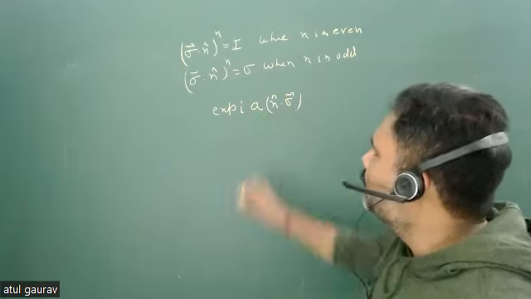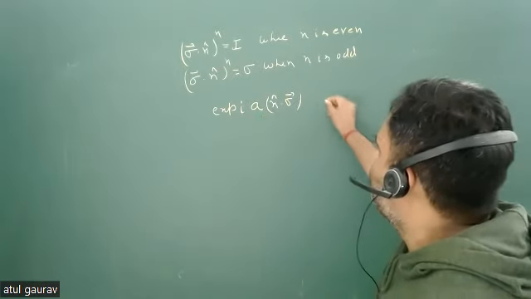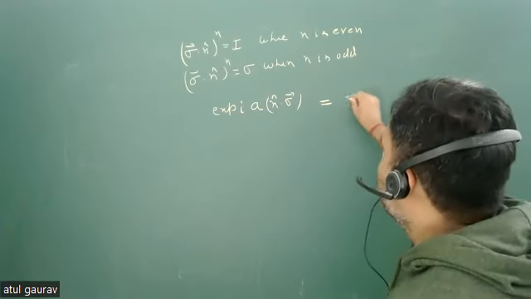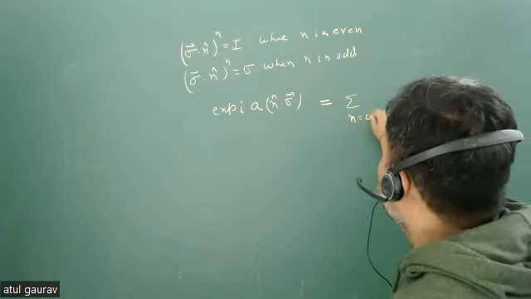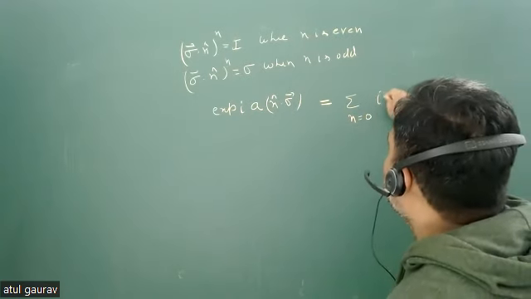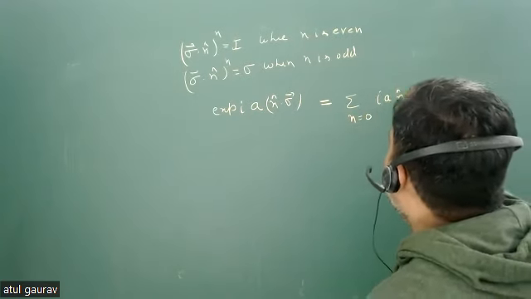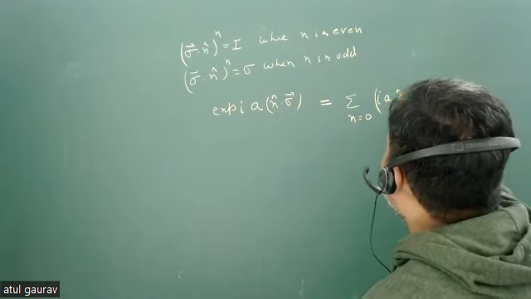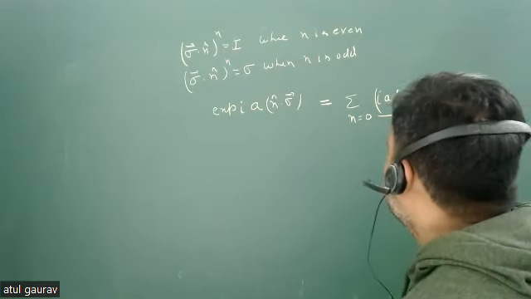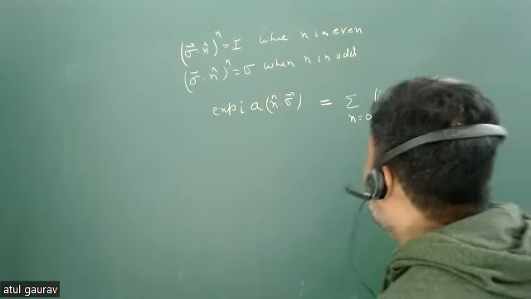आप इसका क्या करोगे? टेलर एक्सपेंशन करोगे? What will be this Taylor expansion? क्या होगा जरा बताइए? 1 plus summation over n is equal to 0 to infinity, and you have i a n cap dot sigma to the power n by factorial n, isn't it? Yes.